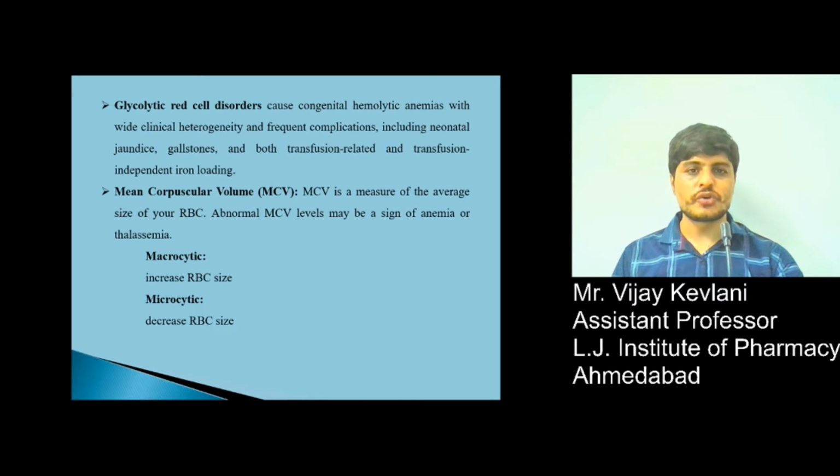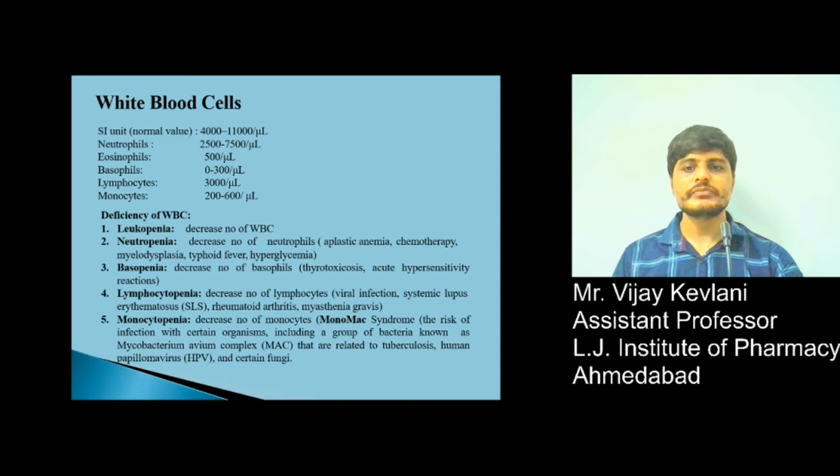Mean corpuscular volume is part of the RBC indices. Mean corpuscular volume is a measure of the average size of RBCs. The normal size of an RBC is 80 to 100 femtoliters. If RBCs are smaller than this size, it is known as microcytic anemia. If the RBC size is larger than this, then that is known as macrocytic anemia.